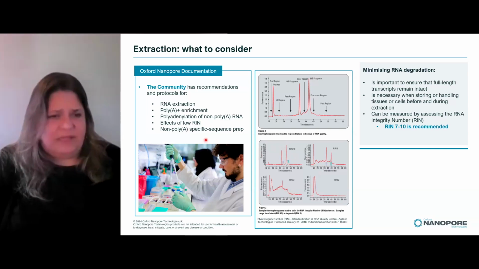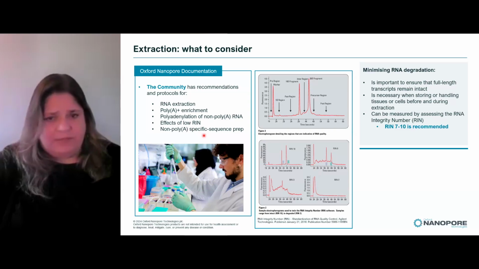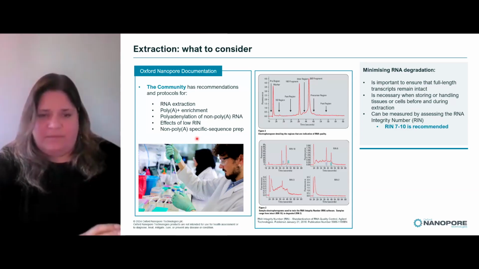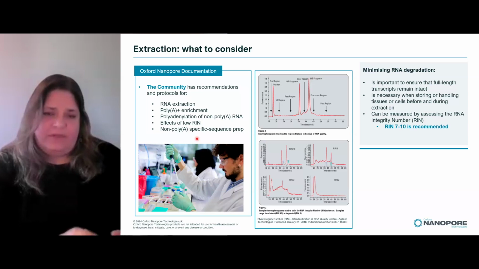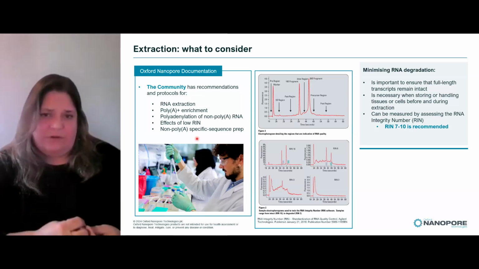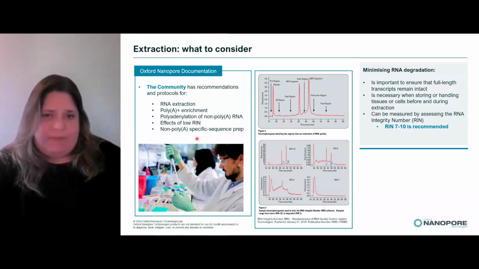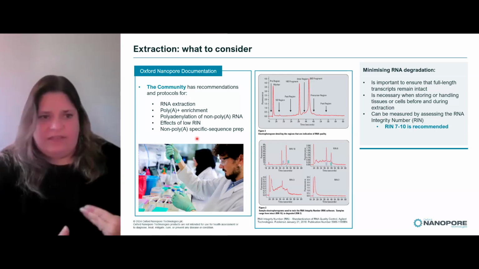And then we also have a non-poly A specific sequence prep. So if you have something that you know the 3' end, we give you the ability to target those particular transcripts. So something like ribosomal RNA. The kit that we provide is polyadenylated specific, so something like an mRNA would be your target from the kit. But if you want to look at ribosomal RNA, we give you the methodologies for designing your own adapters, which then allow you to use the kit to target things like ribosomal RNAs, and we're working on tRNAs as well.